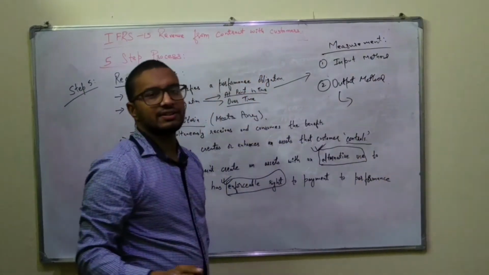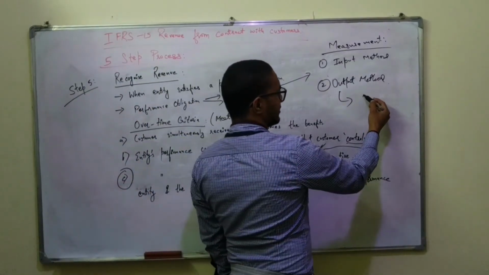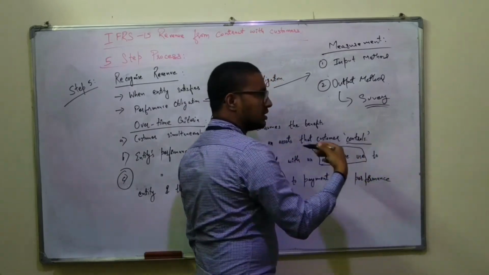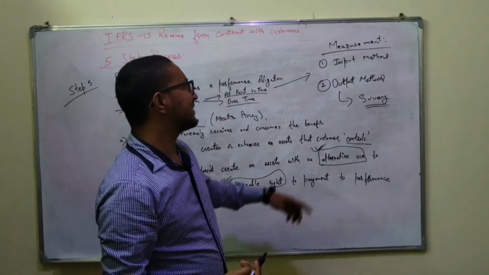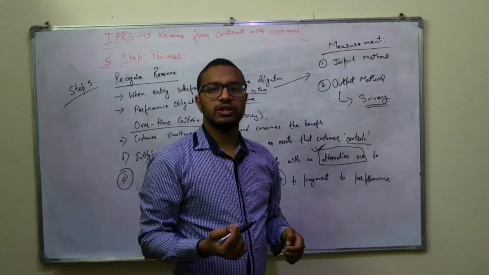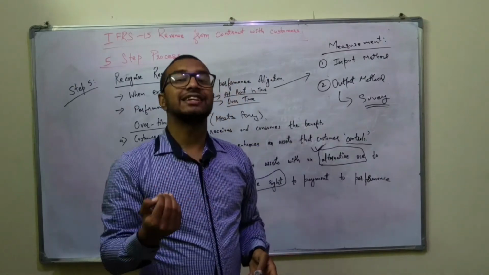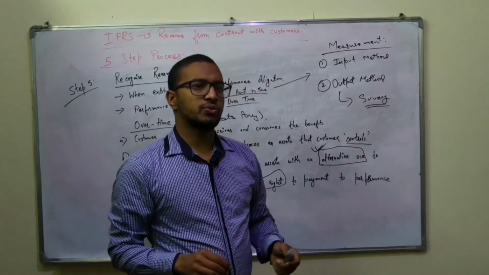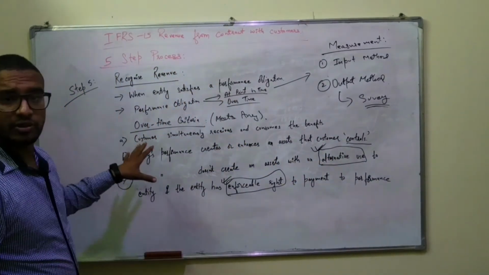So the output method is primarily determined by surveyors, like outside surveyors. They come and do the surveys, and they assess how much work is completed. Based upon that, we recognize revenue. Whereas in the case of input methods, we recognize revenue as the cost is incurred, which is always in proportion to total estimated cost. We'll have a look at a problem, and it should be pretty clear. So let's have a look at a few problems.